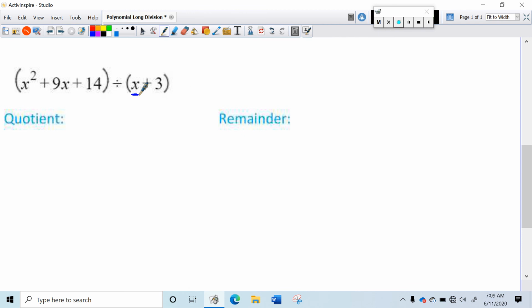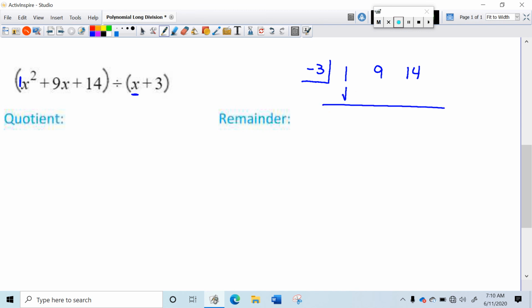So I take the opposite of what's with the binomial. The opposite of positive 3 is negative 3. And I write a backwards L like that. And now I'm going to write the coefficients for the numbers of the trinomial. Now if there's nothing in front of a variable, there's nothing in front of the x squared, so that's going to be a 1. Okay, so I'm going to write just the numbers, 1, 9, and 14.